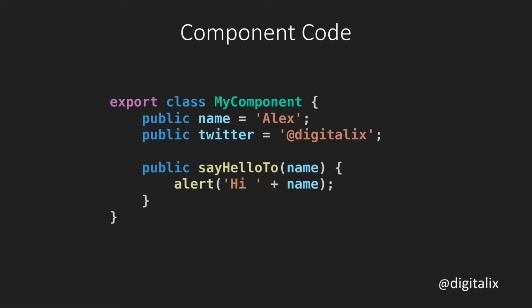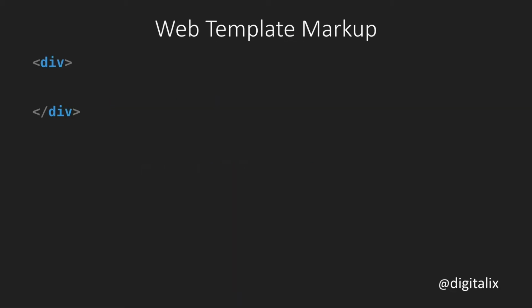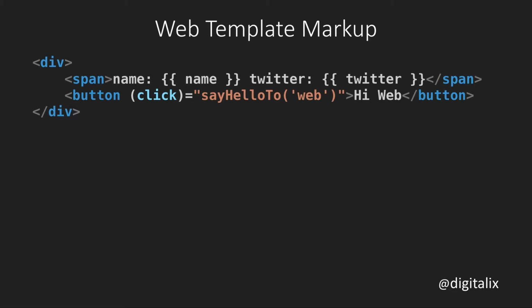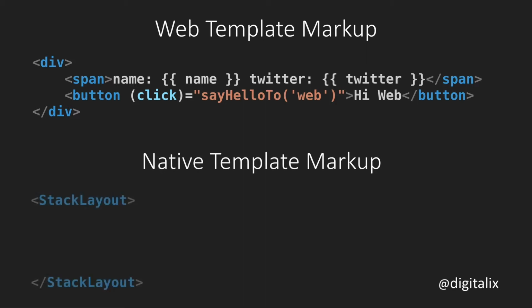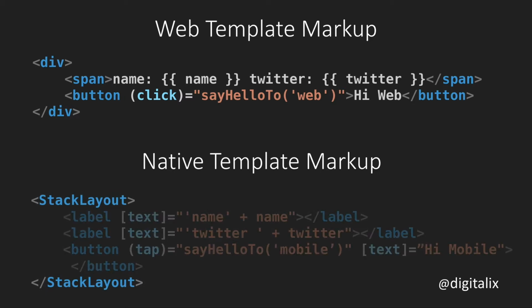Let's take a look at the markup that we would bind to that component. This is an example of a web template markup. You can see it has a couple of divs, a span, a button, a click handler. Very simple. Here's an example of a native template markup.